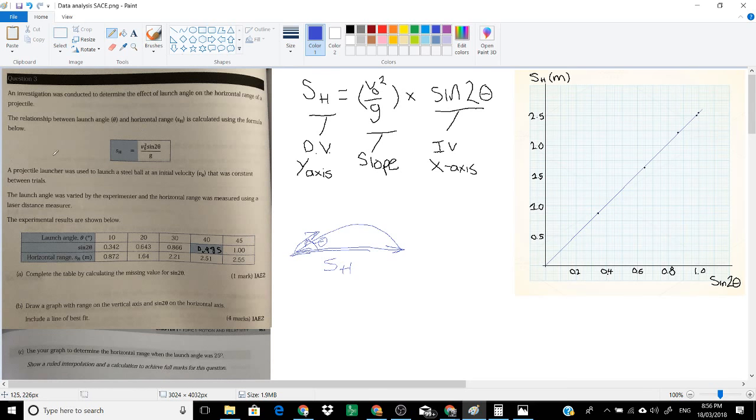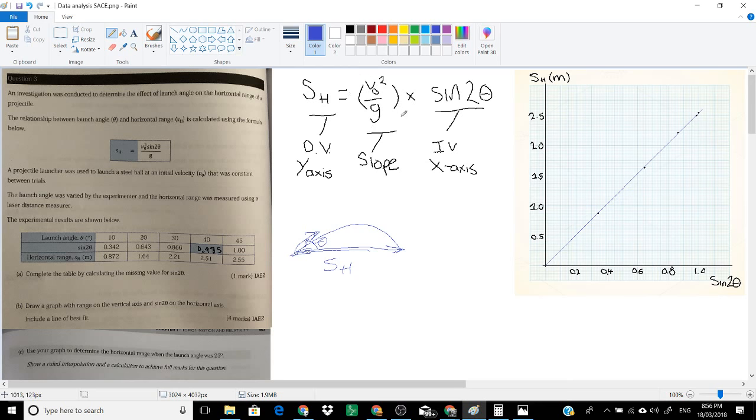All right, if you ignore air resistance, this follows a formula. The range, the horizontal displacement, is equal to the initial velocity squared times sine 2 theta, where theta is the launch angle, divided by the acceleration of gravity. Now, I've actually written this up here, and I've broken it up.